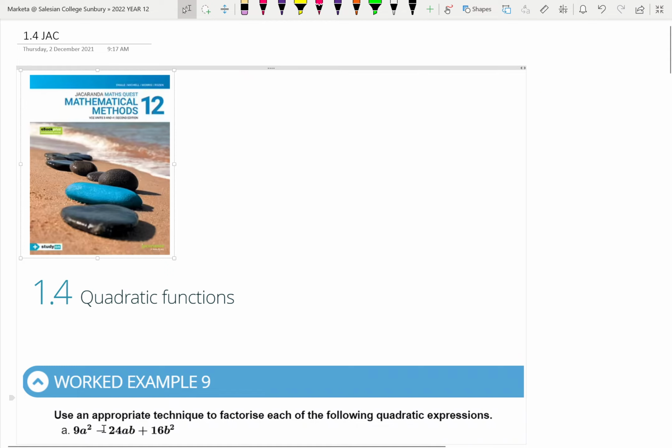Hi everyone. Today I'm going to be working through the examples from exercise 1.4 from your Jacaranda Plus textbook, and this is quadratic functions. So look, there's quite a lot of examples. I might spread them across two videos. We'll just see how we go.